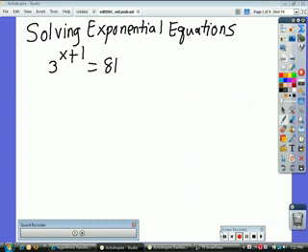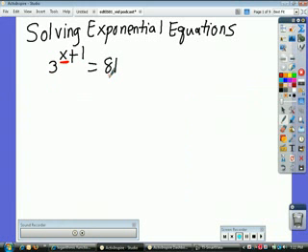So here we have an exponential equation. We know that it is an exponential equation because of the exponent having a variable. We want to solve for that variable. The first thing that we have to attempt to do is get the same bases. Notice we have a base of 3 and a base of 81.